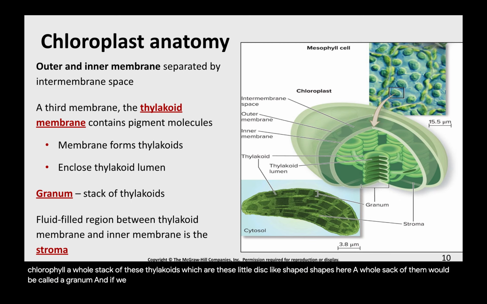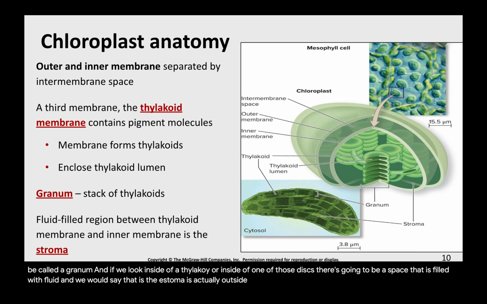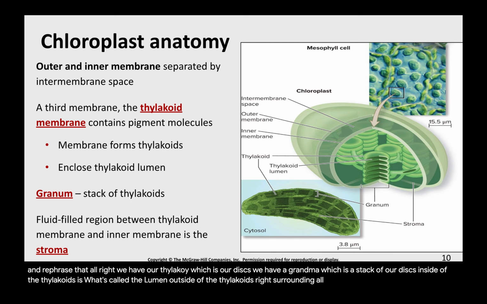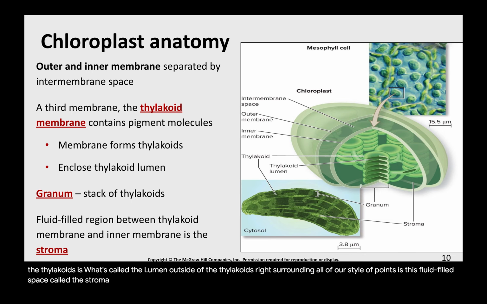And if we look inside of one of those discs, there's going to be a space that is filled with fluid, and we would say that is the stoma, or excuse me, the stroma is actually outside. Inside of the thylakoid is the lumen. So let me back up and rephrase that. We have our thylakoid, which is our disc. We have a granum, which is a stack of our discs. Inside of the thylakoids is what's called the lumen. Outside of the thylakoids, surrounding all of our thylakoids, is this fluid-filled space called the stroma. So this area is outside of all of our thylakoids.